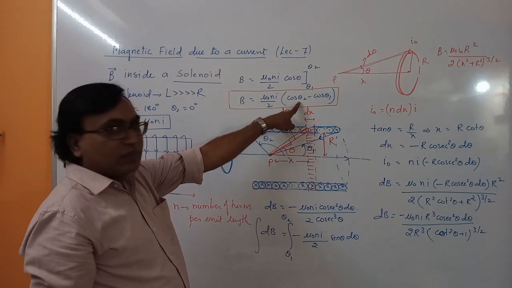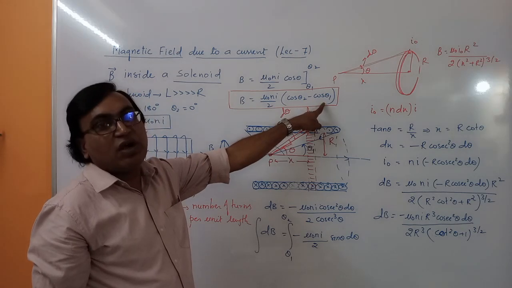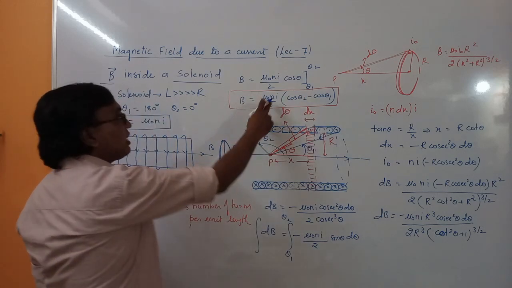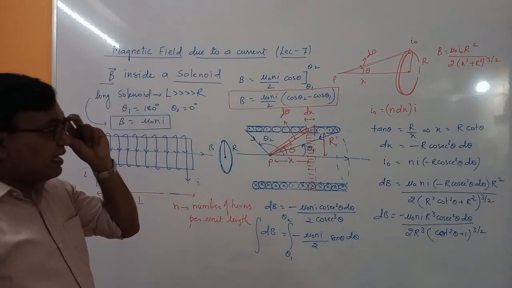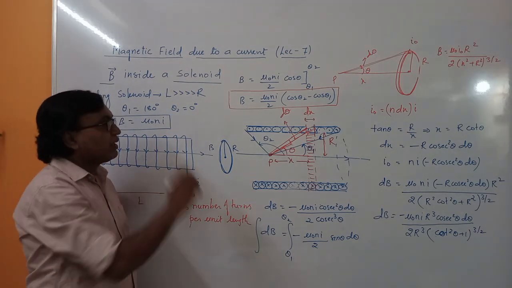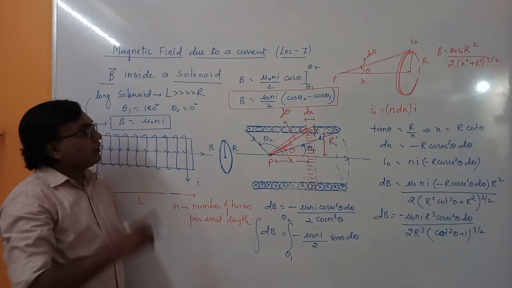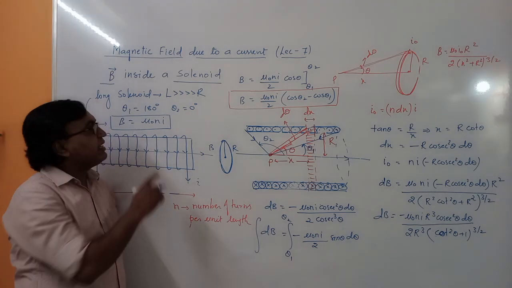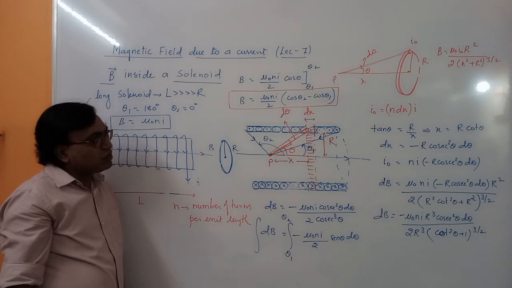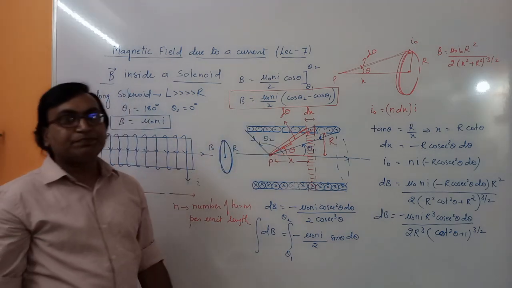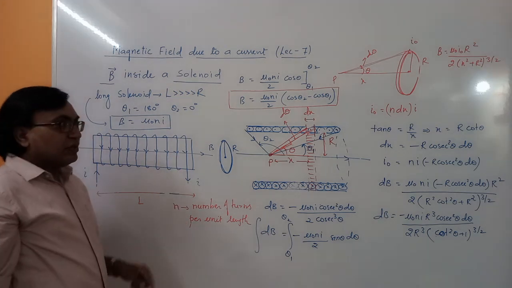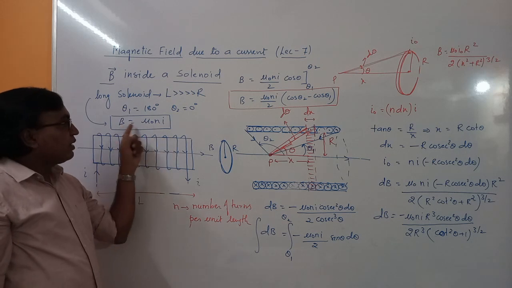Cos theta 2 is 1, minus cos theta 1. Cos theta 1 is cos 180, so minus 1. So minus of minus 1 is 2. Mu naught N I by 2 into 2 will be mu naught N I. Okay. So this is the magnetic field for a long solenoid. We can find this magnetic field by using Ampere's law also. But this is a general equation for any solenoid, whether it is short or long. So the magnetic field is mu naught N I.